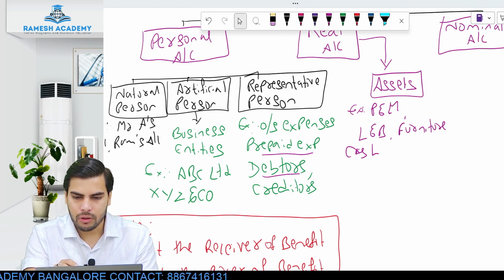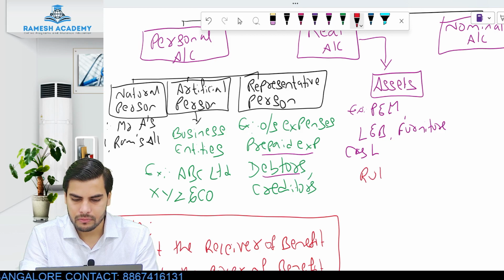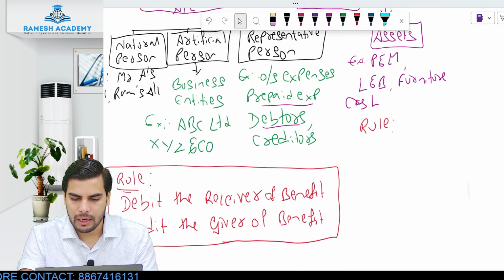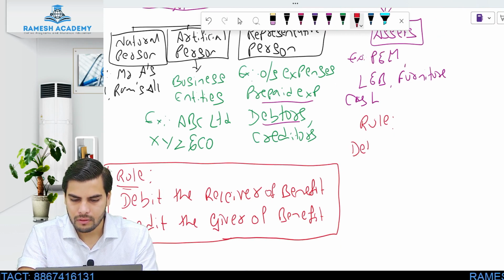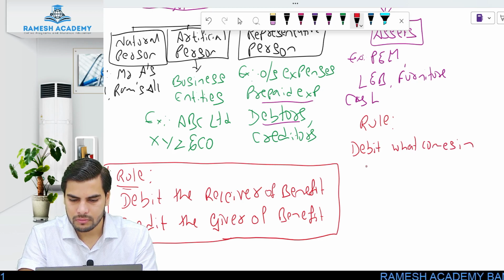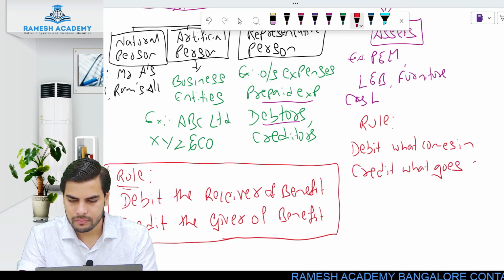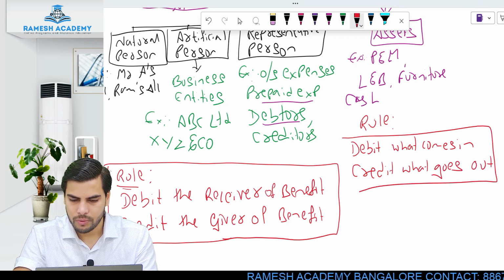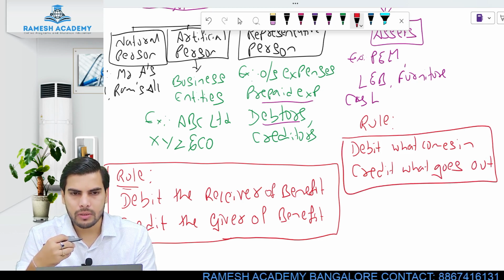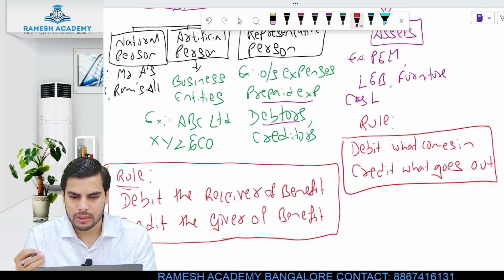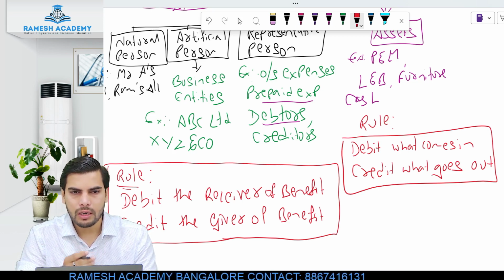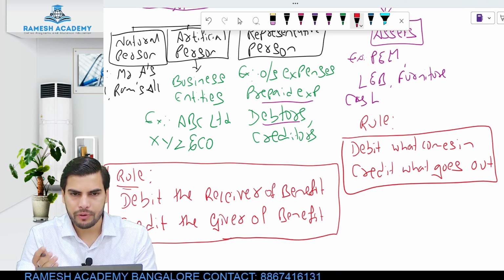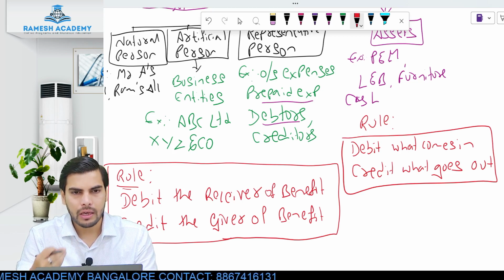Okay, and let's talk about the rule relating to this. The rule of real account would be like this: debit what comes in, credit what goes out. Debit what comes into the business organization and credit what goes out of the business organization. So this would be the rule of real account. Simple. Rule of personal account: debit the receiver of benefit, credit the giver of benefit. The rule of real account: debit what comes in, credit what goes out.